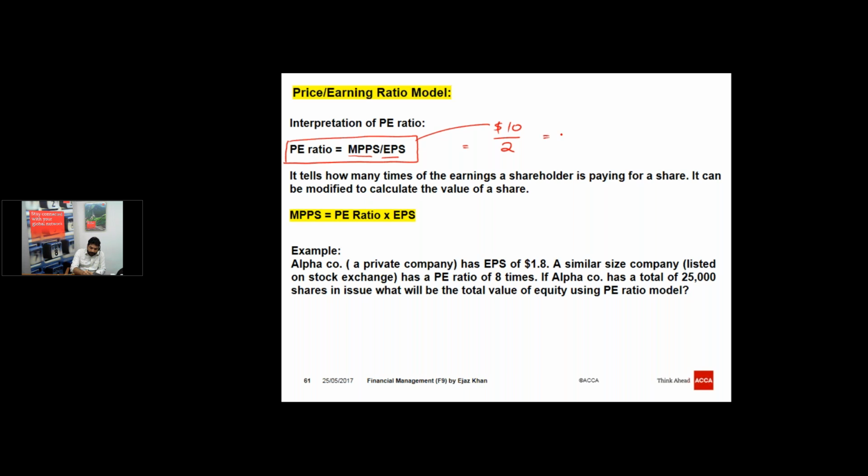It means it's 5 times. So what does this mean? What does this imply? Well, if I am the investor and I'm buying a share of a company for $10 and I'm getting $2 as my earning, I'm actually valuing the share of the company 5 times of its earning. It means I'm satisfied of buying this share for 5 times of its earnings. So if it is giving me $2 every year, I'm going to buy this share for $10, that is 5 times.